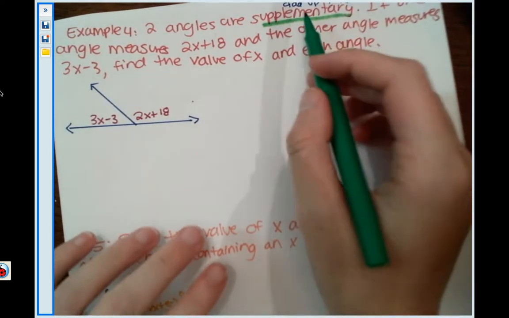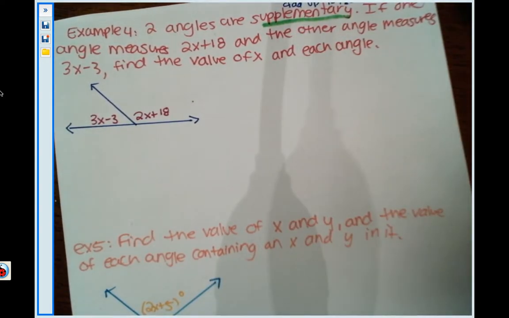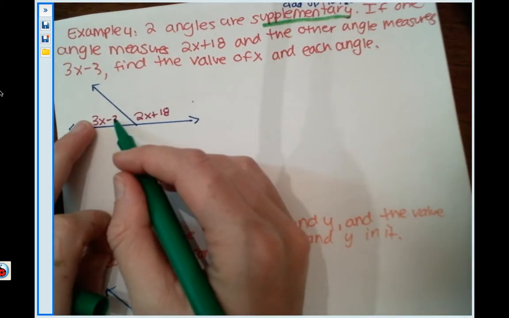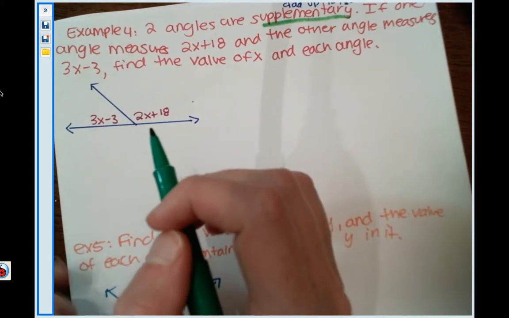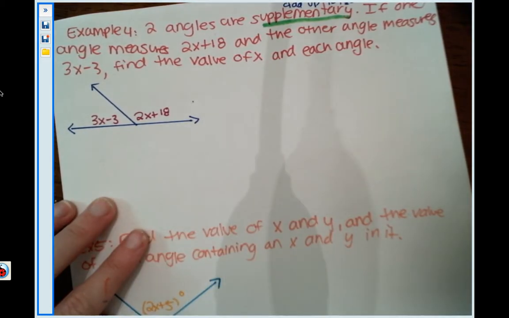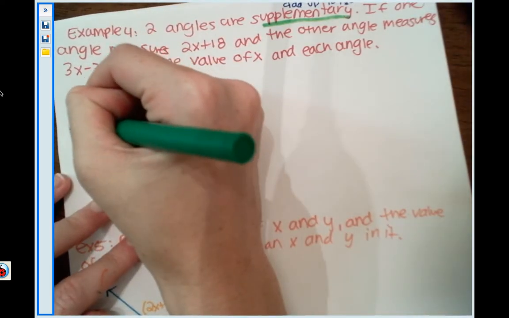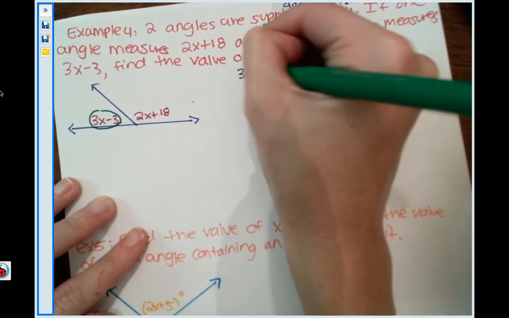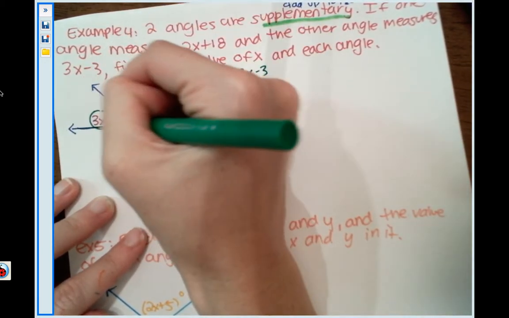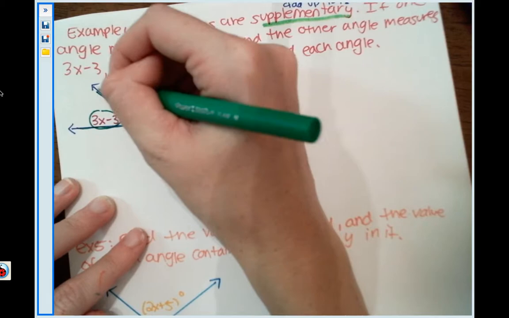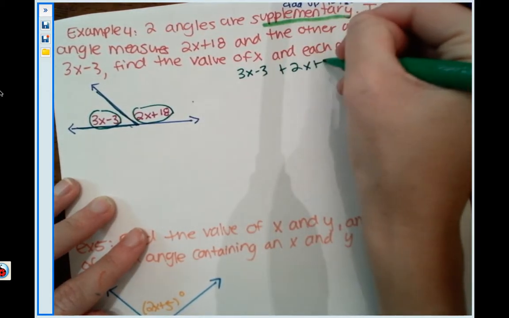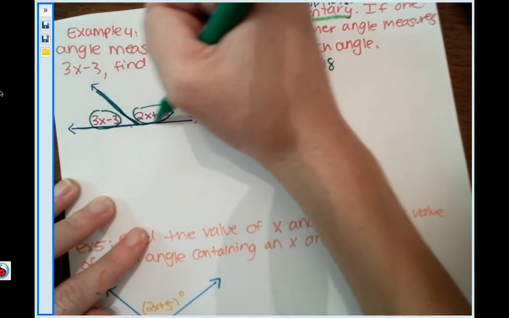Okay, so if I know that two angles that are supplementary have to add up to be 180, that means that this angle plus this angle have to add up to be 180, and they form this line down here, which definitely is 180. So that means this angle, my 3x minus 3, which is this angle right here, plus my other angle, 2x plus 18. So this angle right here.